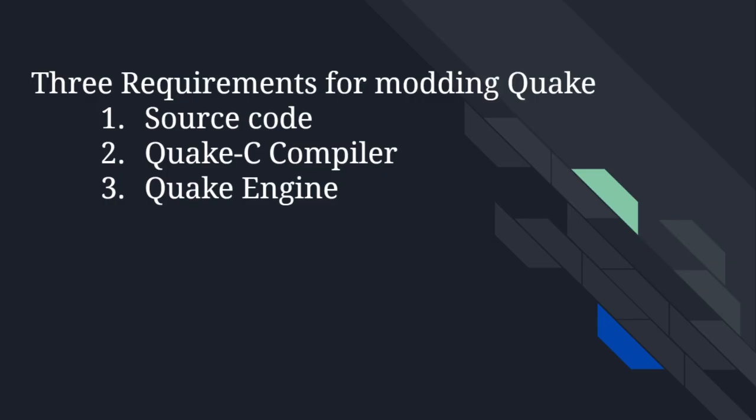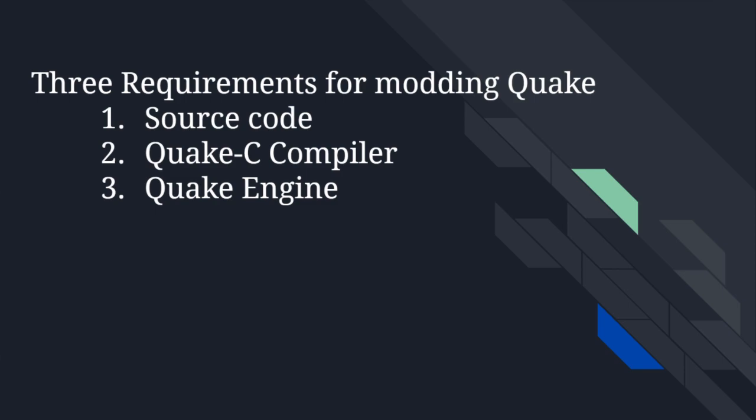So ultimately, there are 3 requirements before getting started modding Quake. One, you need some source code, so that's typically some QC files that contain the Quake C code that governs what everything does in the game. And you have to decide what source code you're going to start with. There are a couple of different versions out there, and then there are, of course, community-made mods that offer a really solid code base to start from.